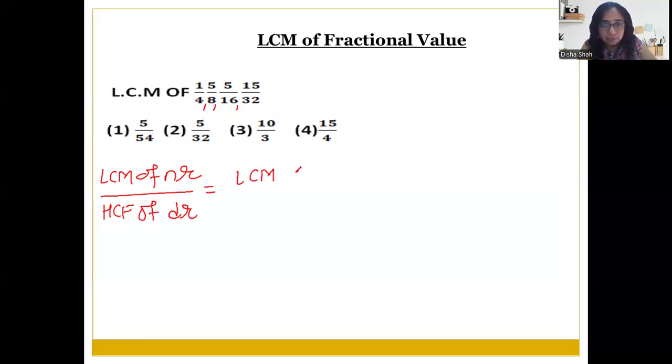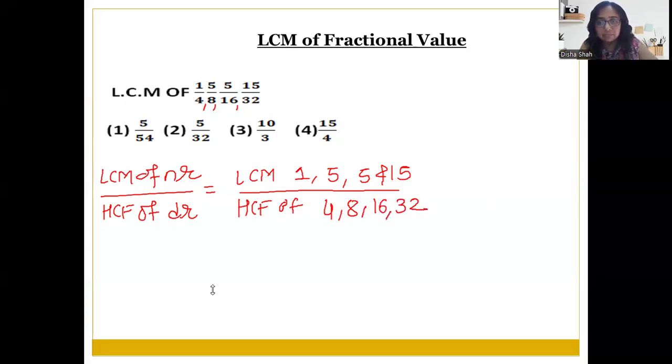न्यूमरेटर में कौन कौन से नंबर बैठे हैं? So it is 1, 5, 5 and 15. Okay. So LCM of 1, 5, 5 and 15, by observation we can say कि since 15 is a multiple of all these numbers, so 15 is the LCM, and 4 is a factor of 8, 16 and 32, so 4 is the HCF. So answer is option 4, 15 by 4.